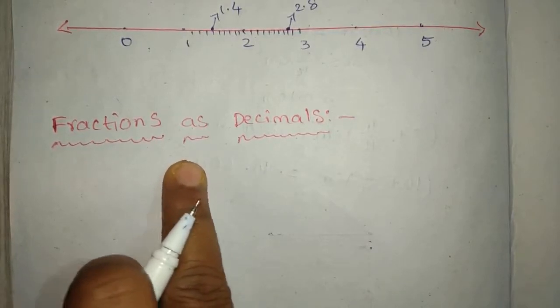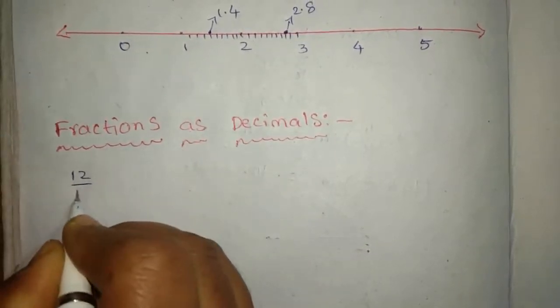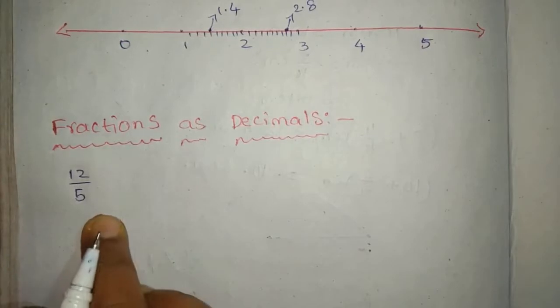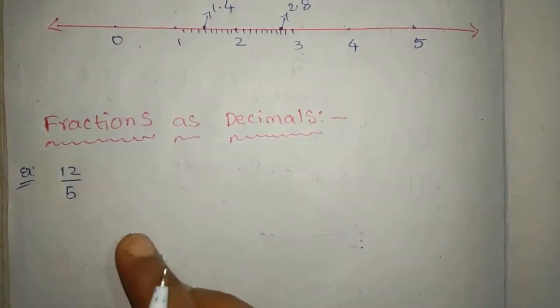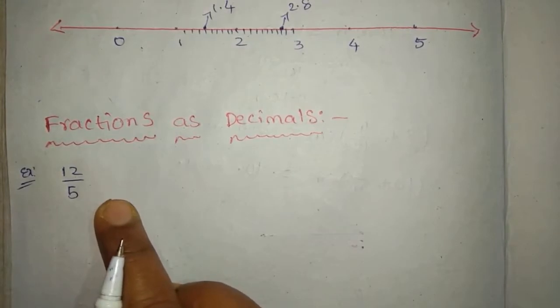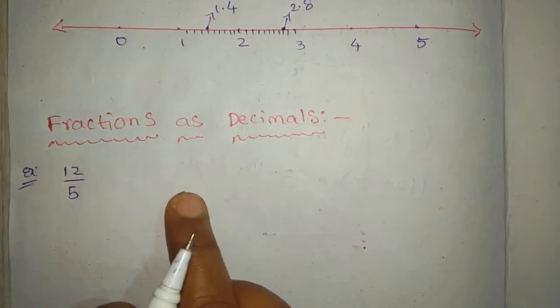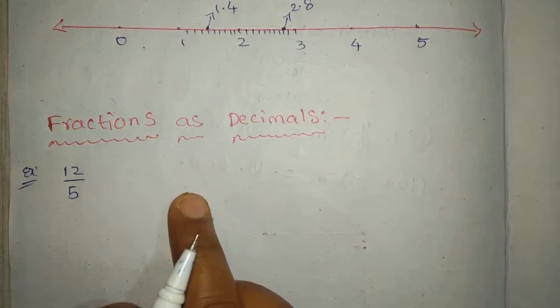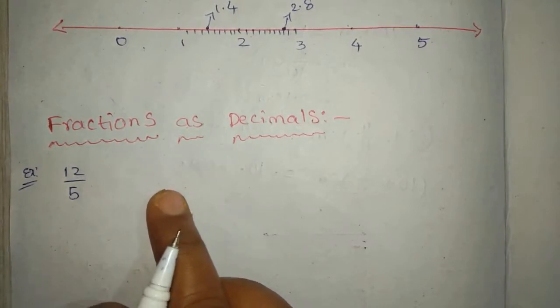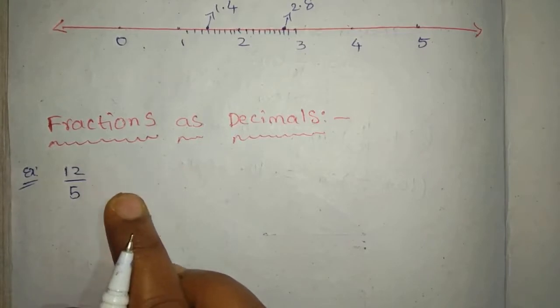Let us take an example, that is 12 by 5. But the denominator is not equal to 10. Fractions with the denominator 10 can be written in the form of decimal numbers. So if you consider the fraction 12 by 5, let us make the denominator 10.